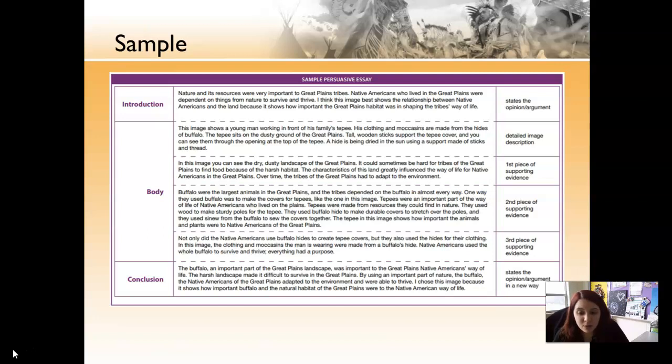Native Americans used the whole buffalo to survive and thrive. Everything had a purpose. The buffalo, an important part of the Great Plains landscape, was important to the Great Plains Native Americans' way of life. The harsh landscape made it difficult to survive in the Great Plains. By using an important part of nature, the buffalo, the Native Americans of the Great Plains adapted to the environment and were able to thrive. I chose this image because it shows how important buffalo and the natural habitat of the Great Plains were to the Native American life. This is kind of what you're expected to write for your persuasive essay.